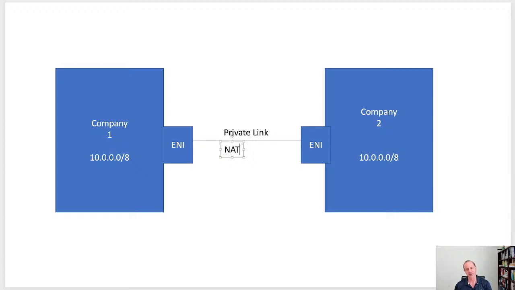So I hope I answered your question. This is how you deal with overlapping IP addresses on the AWS cloud. You use Private Link, which effectively brings you back to what we all used to use, which is using NAT.